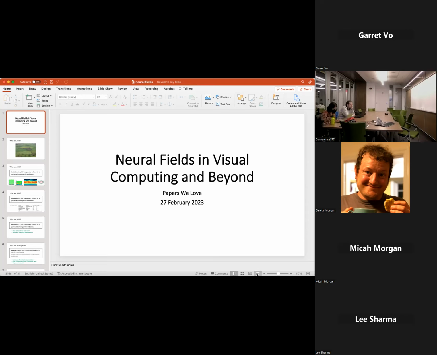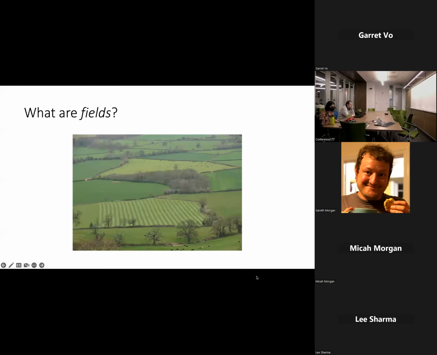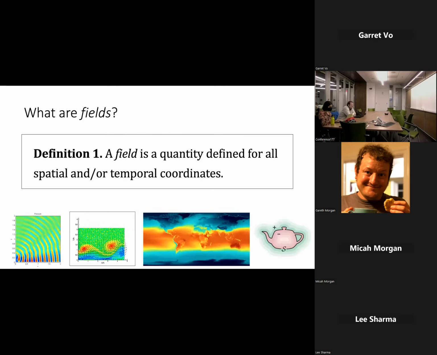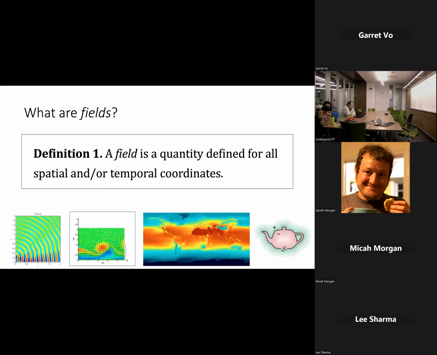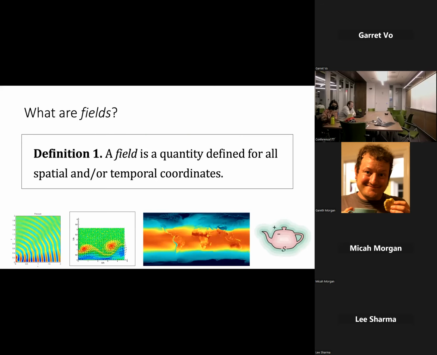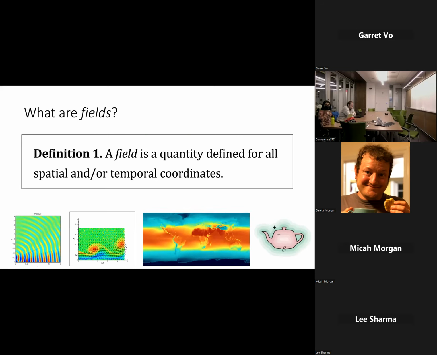Speaking of fields, what is a field? How do you all define fields? This is interactive, so someone has to say. Value spread over a 3D volume. Yes. Awesome. That's basically what they said in the paper: a quantity defined for all spatial and/or temporal coordinates. There can be a temporal aspect as well. And if you can project it onto a spatial or temporal coordinate system, that works too.